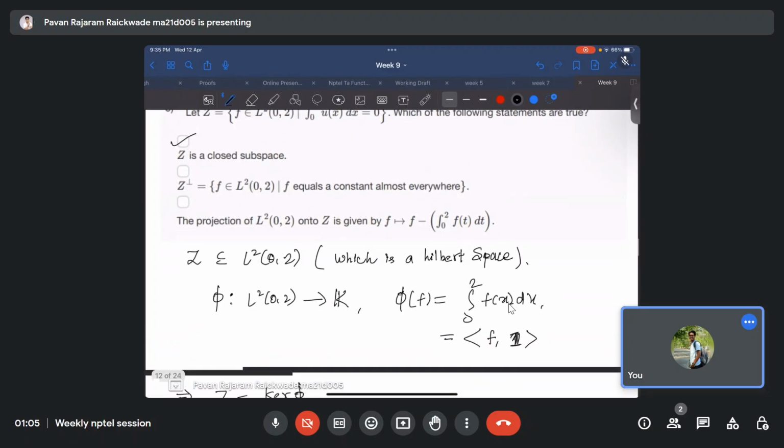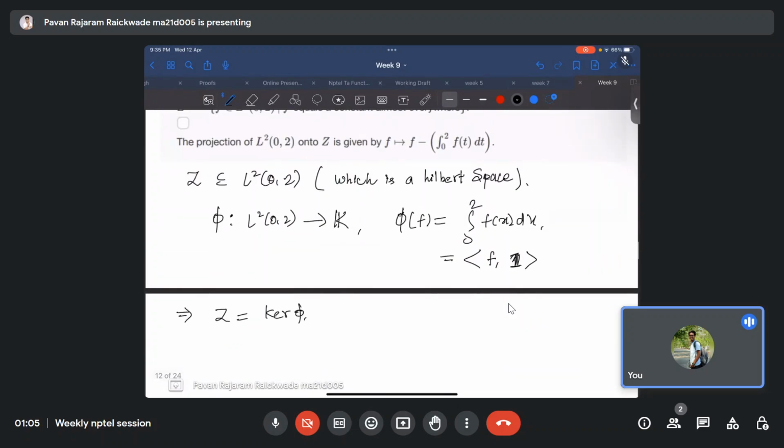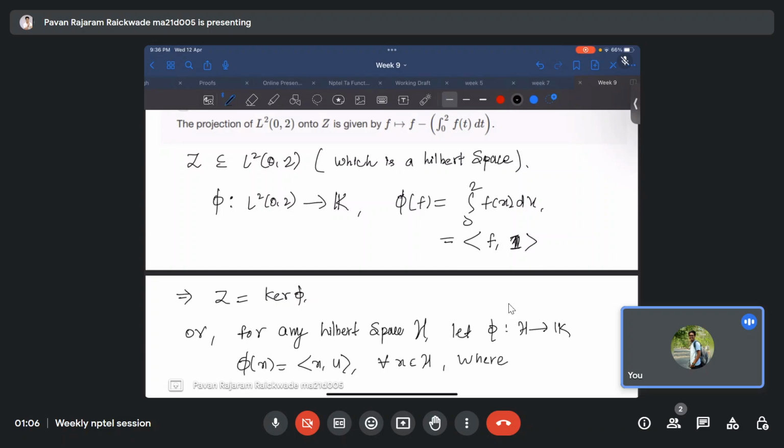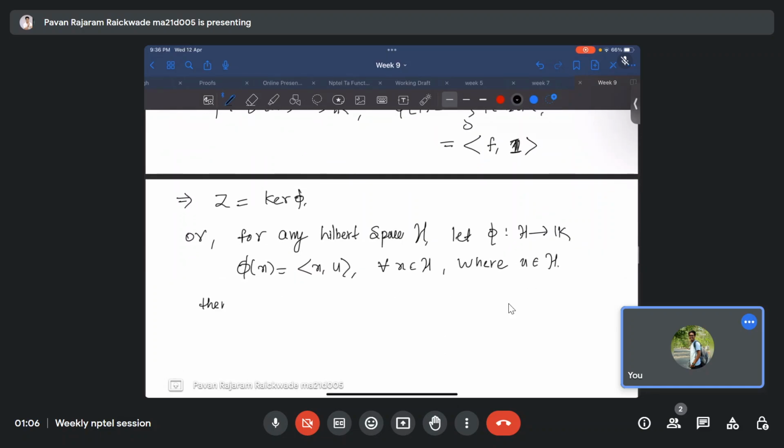That's done, first part. Now, second part, Z perp. In any Hilbert space, for any Hilbert space H, let phi be a functional defined by phi of x equals the inner product of x with u for all x belonging to H, where u is just a fixed element in H. Then the kernel of phi is just the span of u perp.